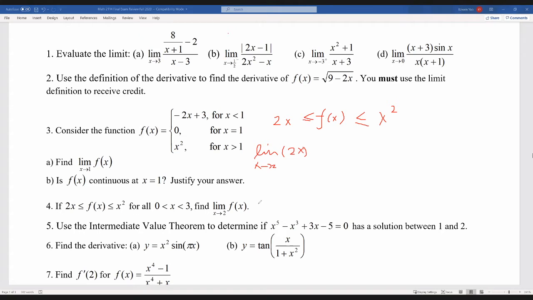Put 2 inside, right? By using the direct substitution property, right? And the answer is 4. Okay. Now the right limit, of x squared as x goes to 2, is also easy, right? You can put 2 inside, right? So 2 squared, which is 4. Okay?